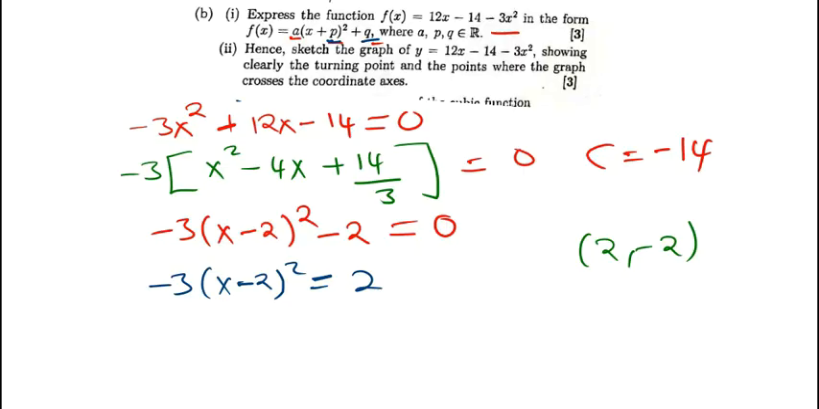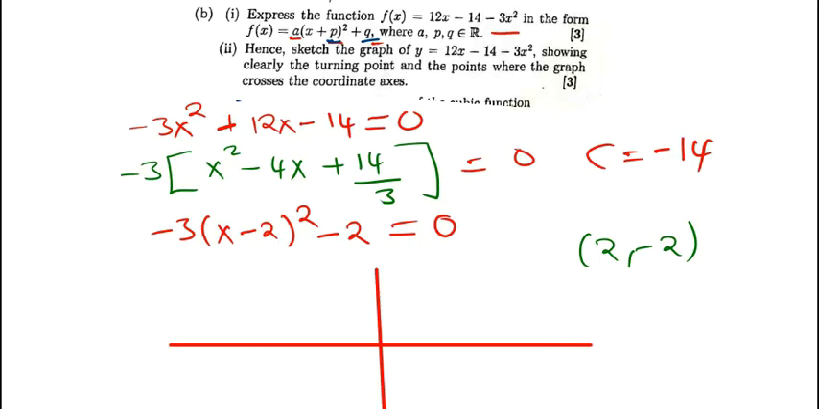What do we do? And then divide both sides by -3. So I can actually foresee this, that it's not possible for us to find the x-intercepts, and so we can just sketch. The turning point is 2, -2. So 2, -2.